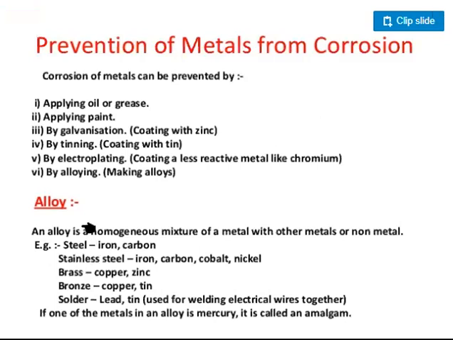So making an alloy, or the formation of an alloy, is one method of prevention of metals from corrosion. Rest all also, that means applying grease, paint, galvanizing, or coating with tin or electroplating, all these are also the methods by which we can prevent metals from corrosion.